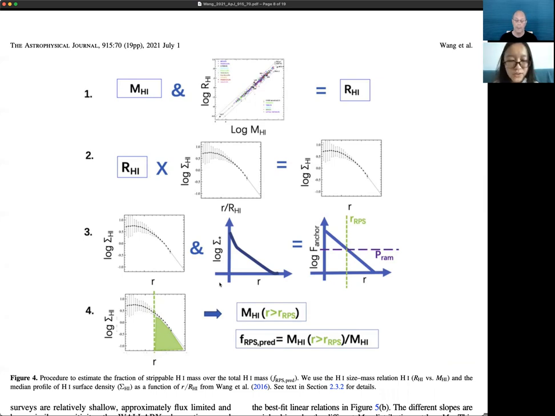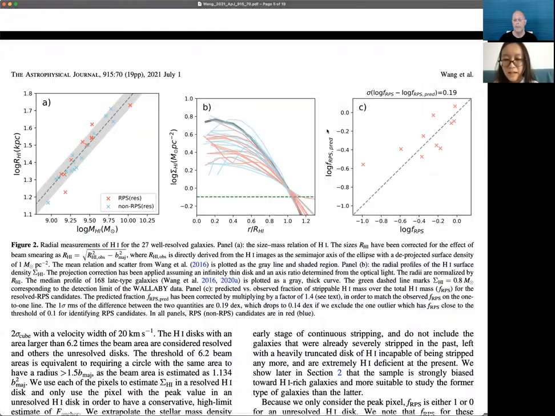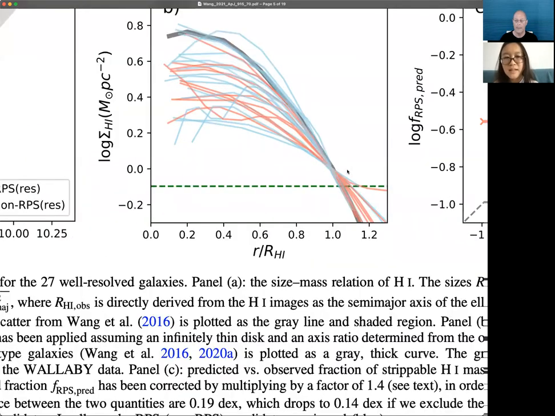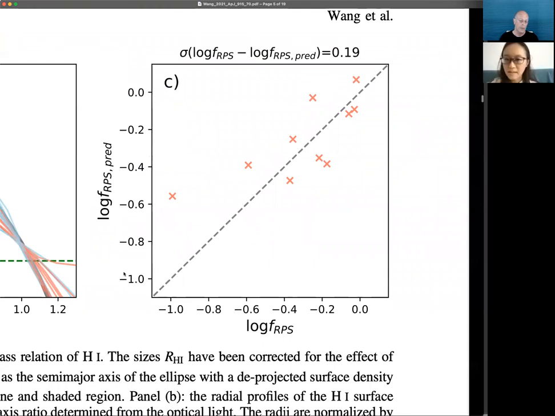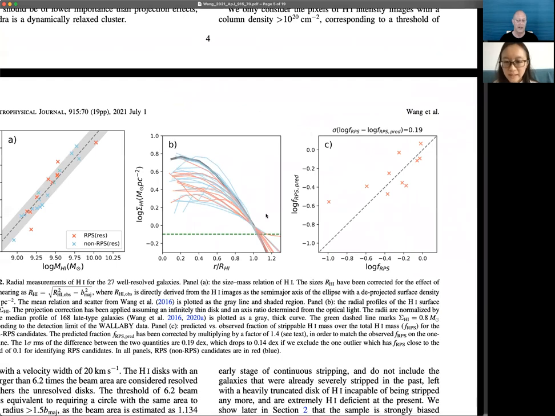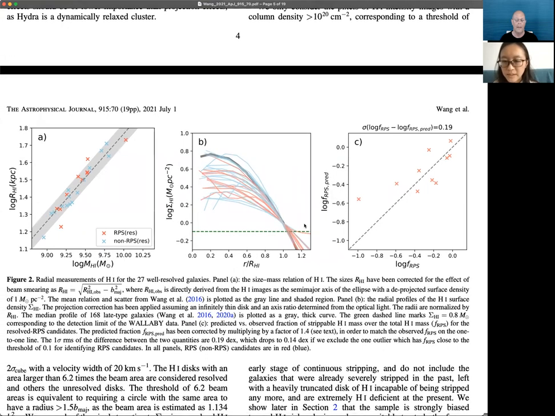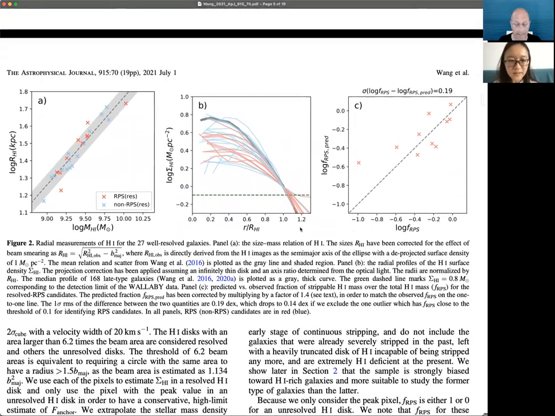Such a calibration is illustrated in the panel C of figure 2, where we compared the predicted F_RPS with the real F_RPS of those resolved ram pressure stripping galaxies. And only after that correction, we remove a systematic difference between the two quantities, the predicted value and the real value. So with this predicted F_RPS, we'll be able to study the statistical properties of the ram pressure stripping affected galaxies within the cluster.